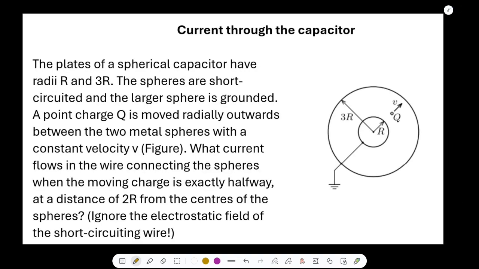And welcome again. We are going to solve another problem, and that is something else called the current through the capacitor.